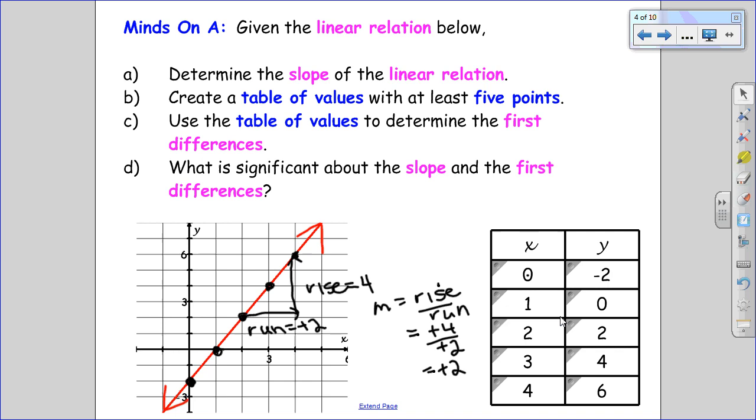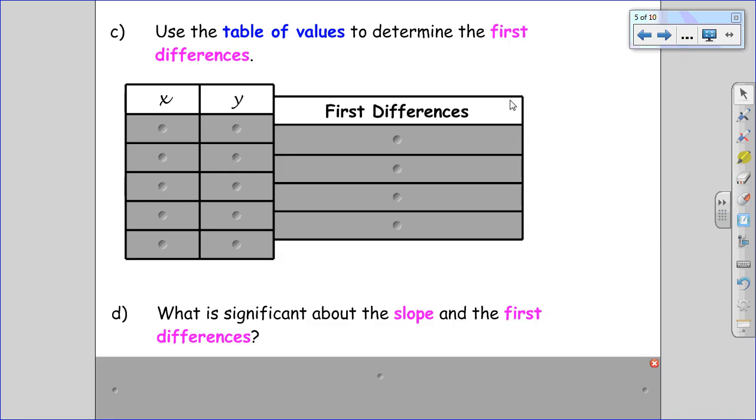Since the x is increased by a constant value, I can actually use first differences to determine if it's linear or nonlinear. Now, I already know it's linear because I can see it, but we are going to see something interesting when we calculate the first differences. So if I go back to the table I had, we'll just put all the x and y values back in. And in order to find first differences, remember, order matters.